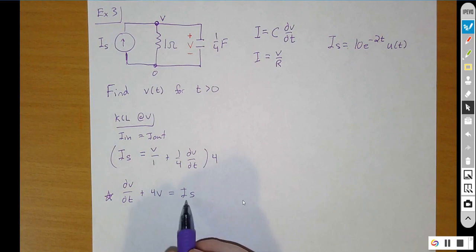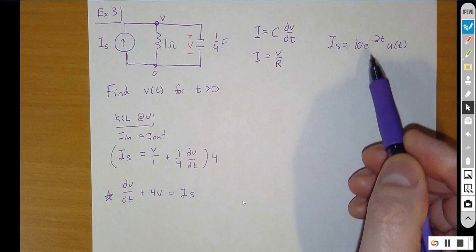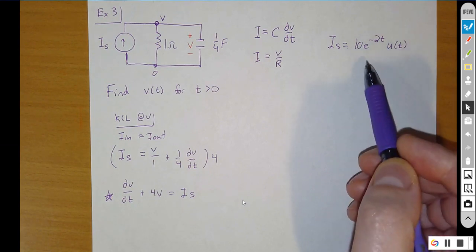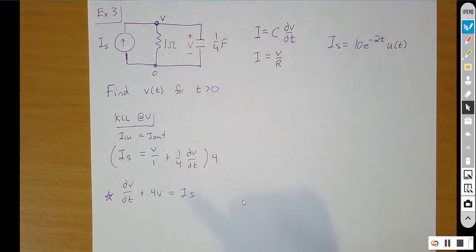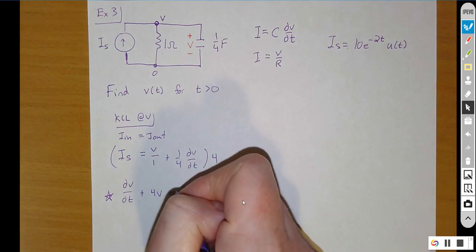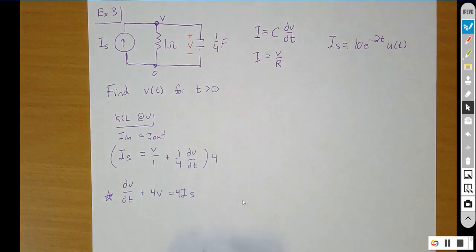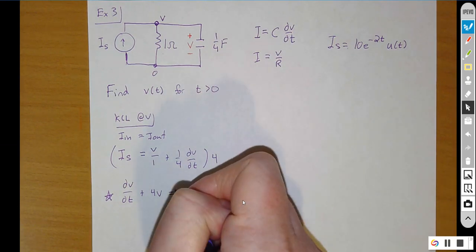I left the IS on the right side because it is not a function of V. It is just going to be our forcing function. So this is our right-hand side for right now. Oops, made a mistake. That needs to be a 4 over there. That 4 has to distribute everywhere. So it's 4IS. So don't make that mistake.